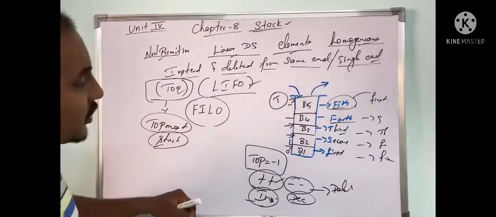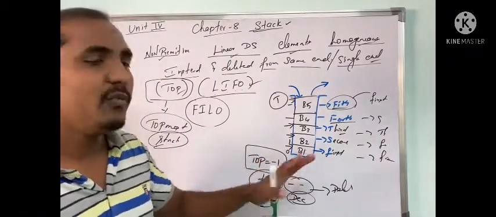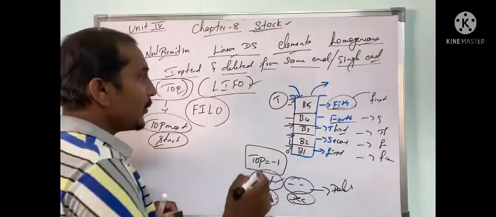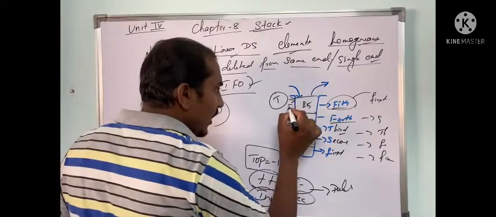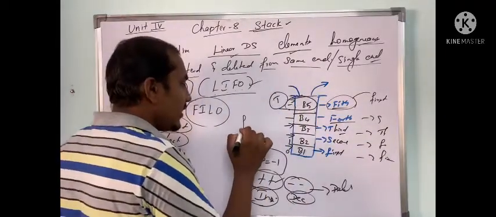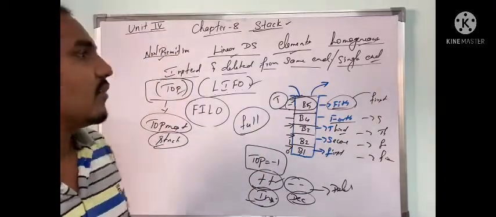At the initial position, top value will be what? -1. What does it say? The stack will be empty. Now, when the top value is at the last or topmost position, then we can say the stack will be full. With an example, I'll explain this once again.